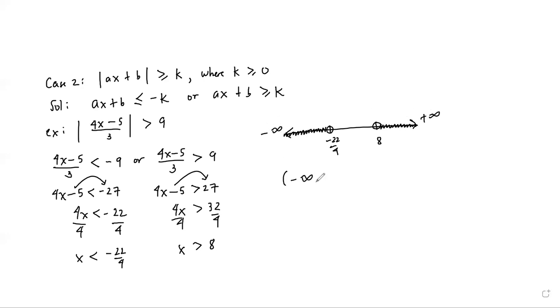So we write negative infinity, comma, negative 22 over 4. And then this is not included. Union 8, which is not included. And then comma, positive infinity.